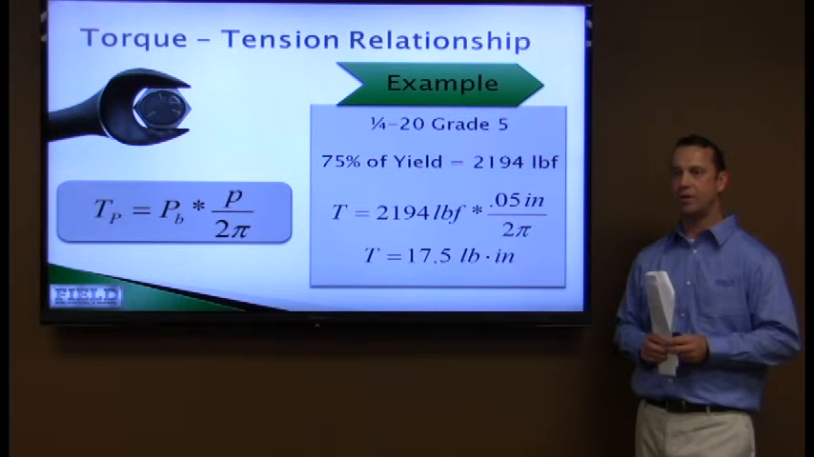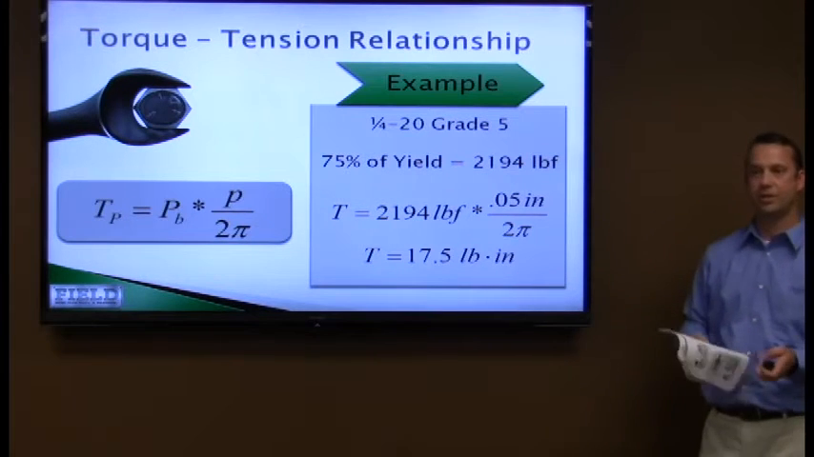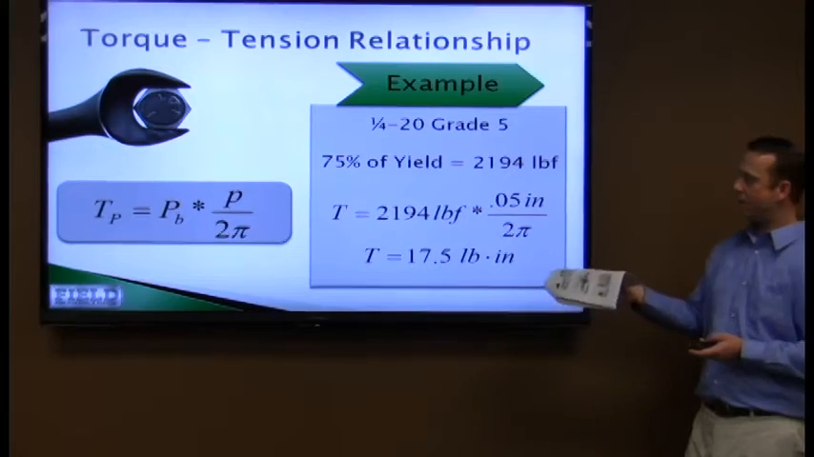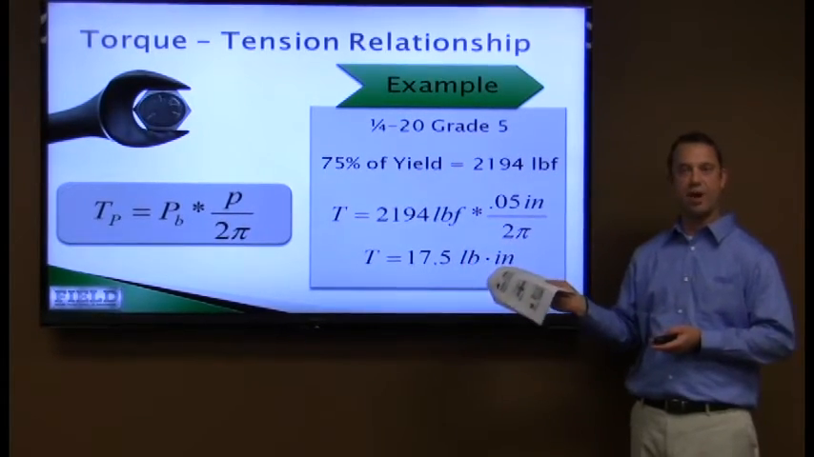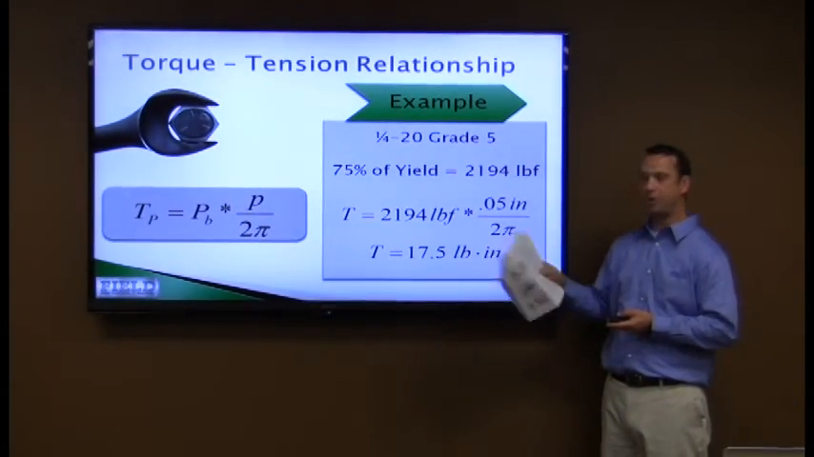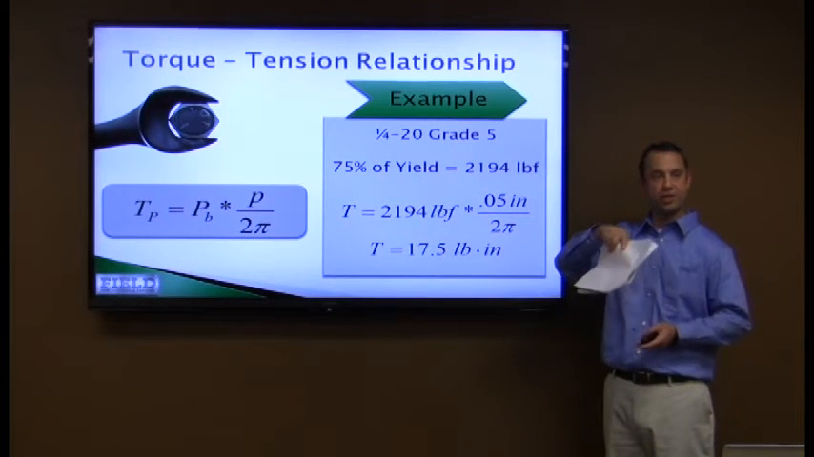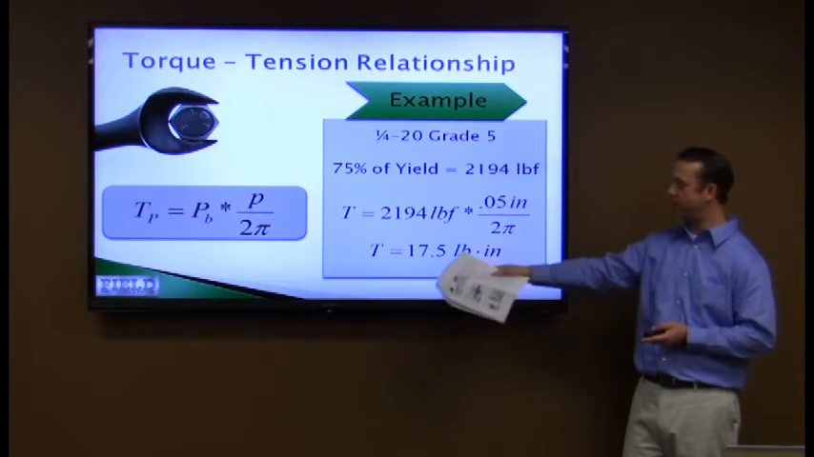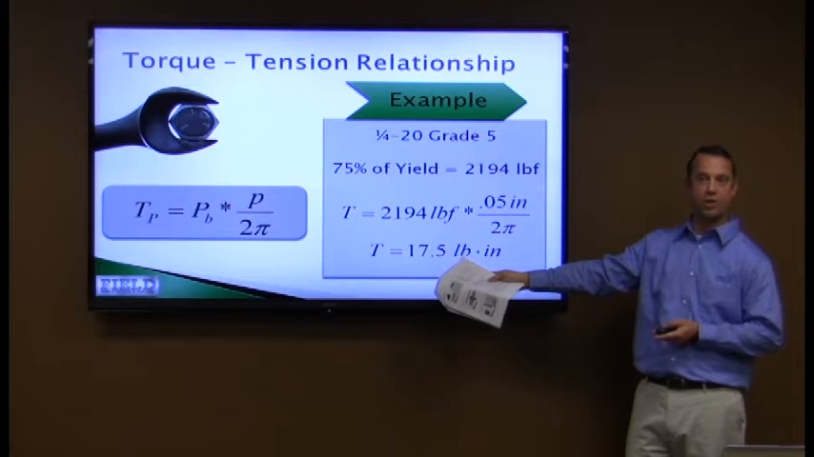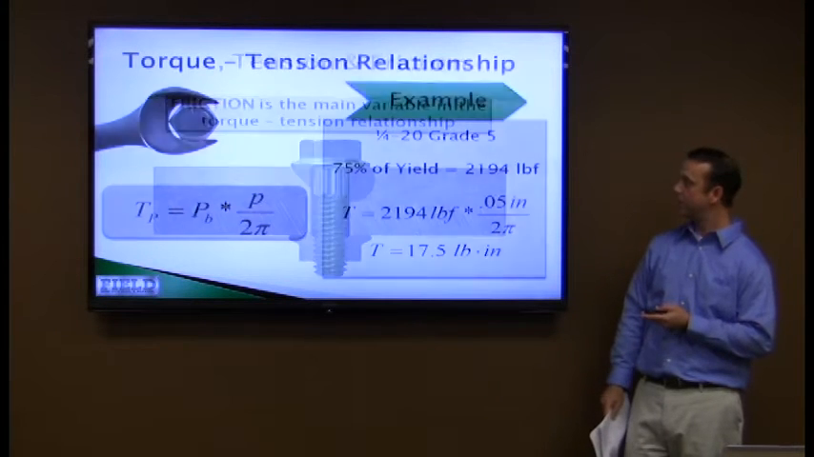Any ideas? I think friction would be something. Yep, absolutely. This formula here doesn't take friction into account at all. This is just purely to rotate that bolt to stretch it out. Friction isn't in this formula. That's why this number is much lower than you would normally use in real life.